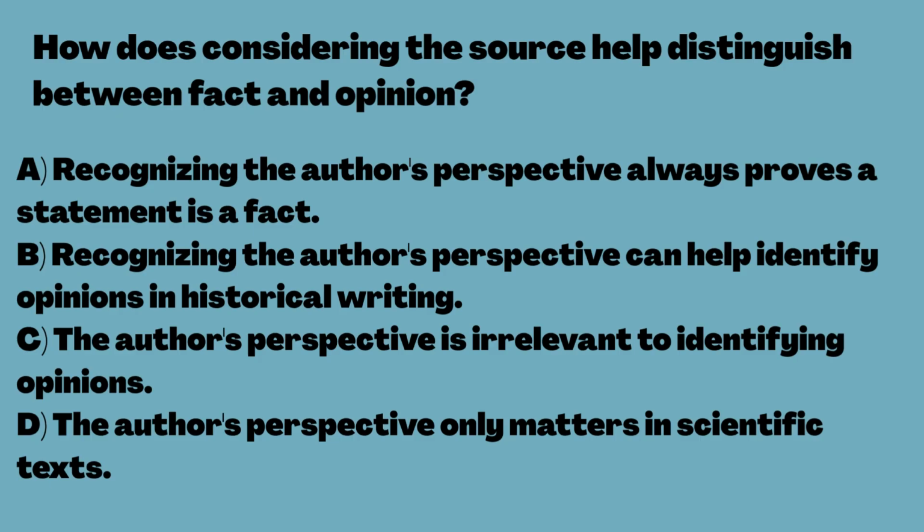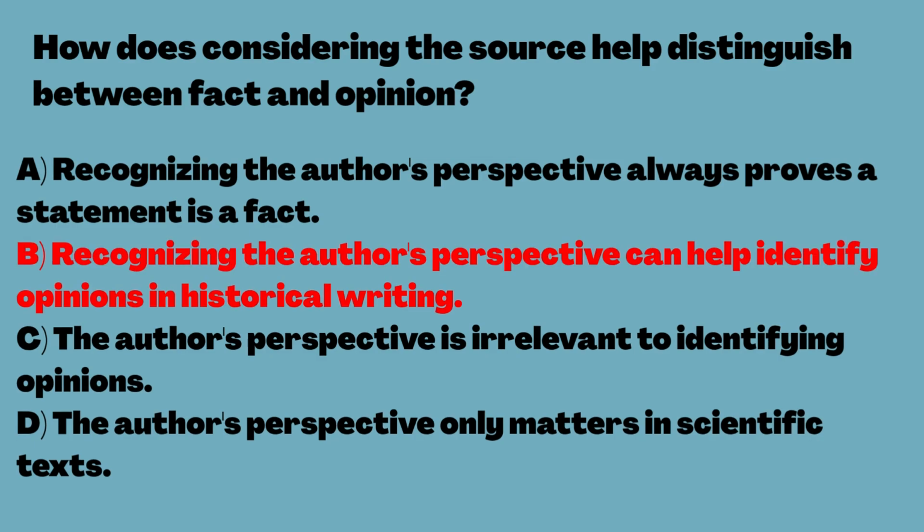How does considering the source help distinguish between fact and opinion? A. Recognizing the author's perspective always proves a statement is a fact. B. Recognizing the author's perspective can help identify opinions in historical writing. C. The author's perspective is irrelevant to identifying opinions. D. The author's perspective only matters in scientific texts. The correct response is B. Recognizing the author's perspective can help identify opinions in historical writing.